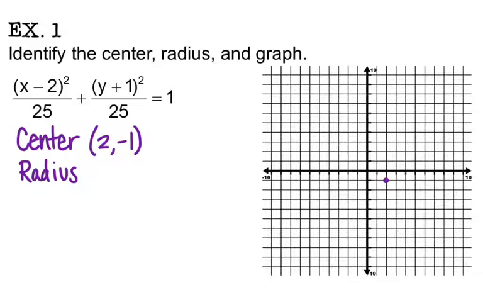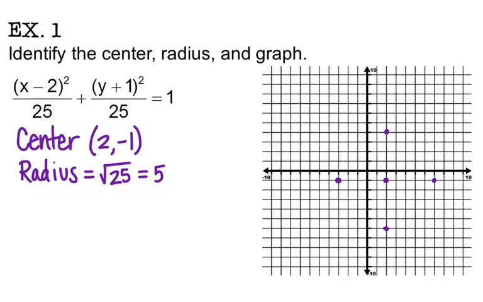Then to get the radius, we need to take the square root of the number in the denominator. So the square root of 25 is 5. So this means we're going to go 5 in all directions. And it's just easier to go left, right, up and down 5 to plot those 4 points.